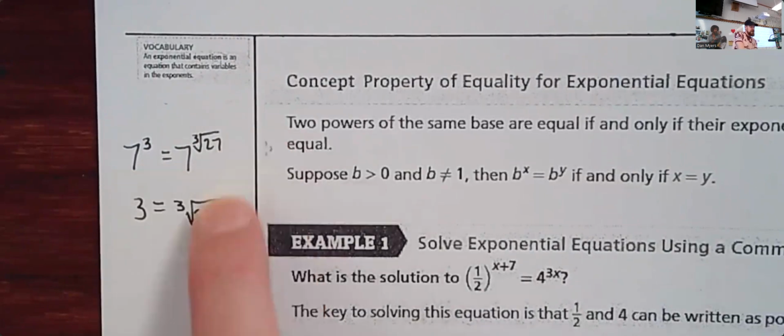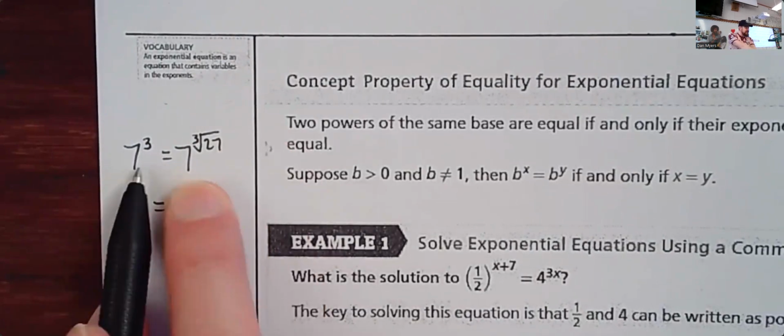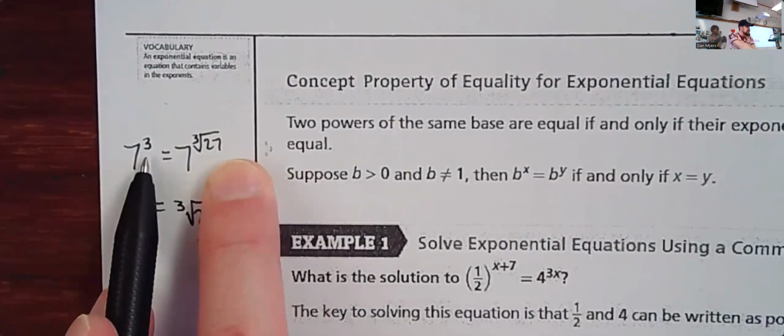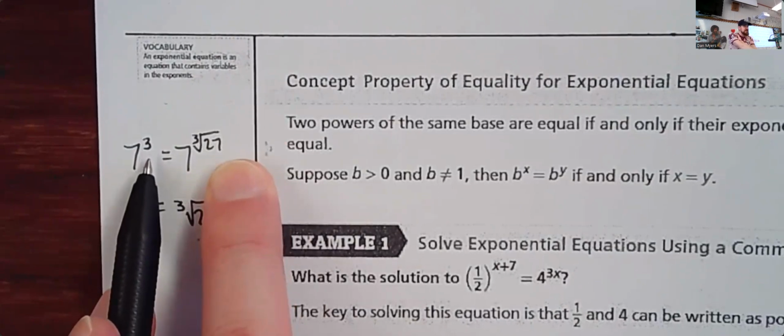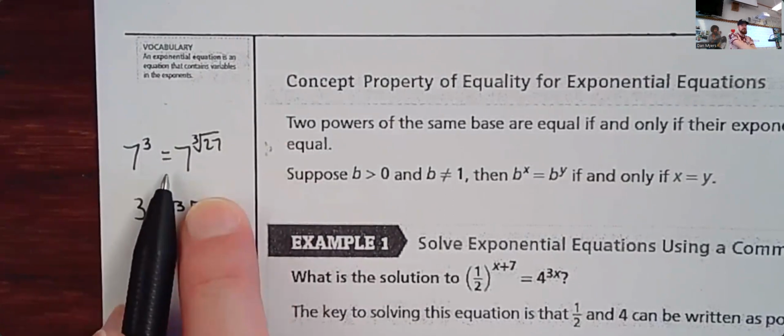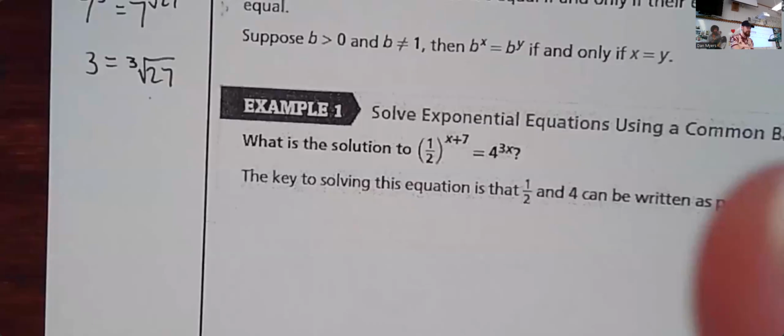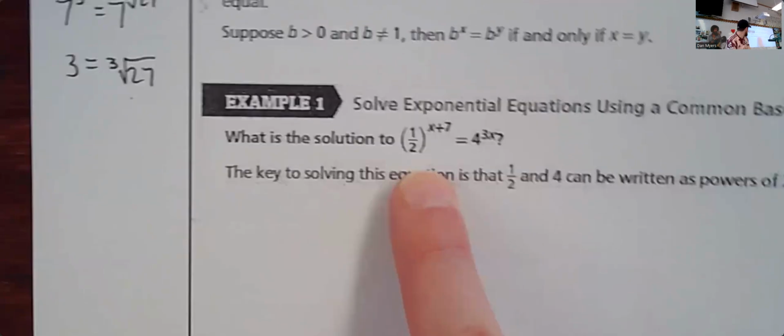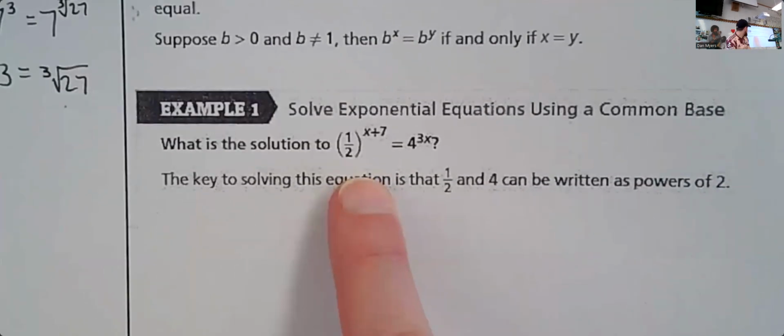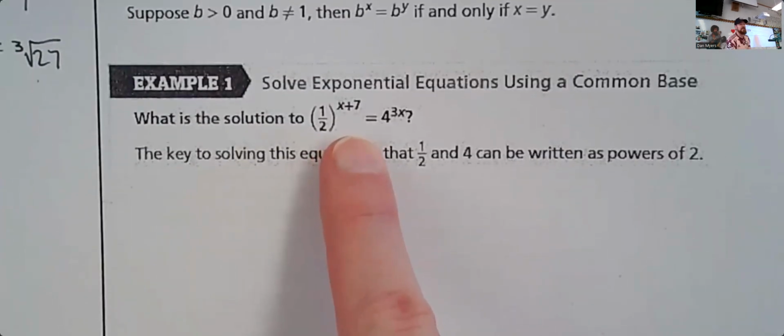So that means that as long as the bases are the same and you have an equation, the exponents would also be equal to each other. Does that make sense? That the exponents would have to be the same if these base values are the same and we have an equation? That's basically what we're saying here. So if we have this, solve an exponential equation using a common base.